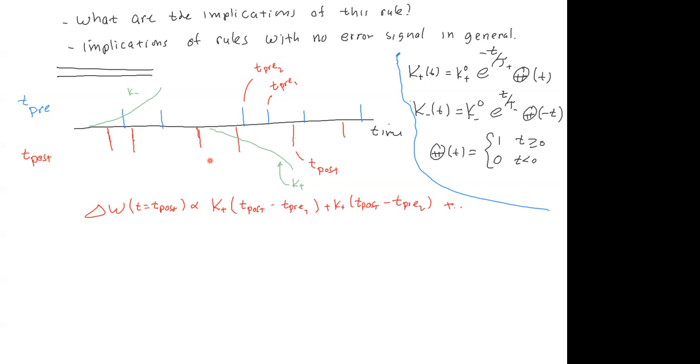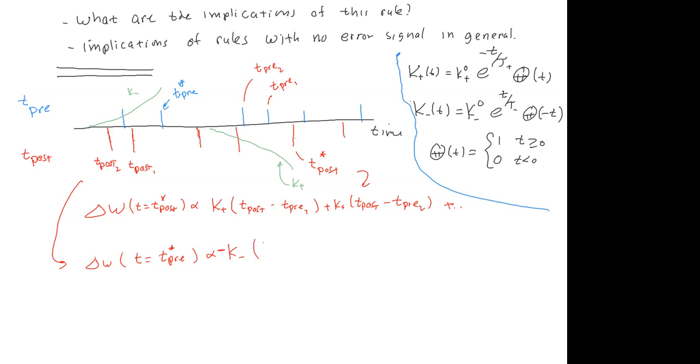And for this one, again, we're going to give these names. So T post one and T post two. Okay. And so for this one, delta W at T equals, give this a name, T pre. Actually, let's give these names stars. T equals T pre star is proportional to K minus, the minus sign because things drop.